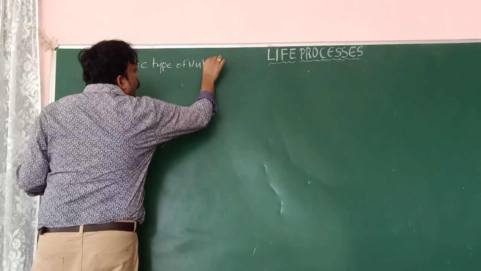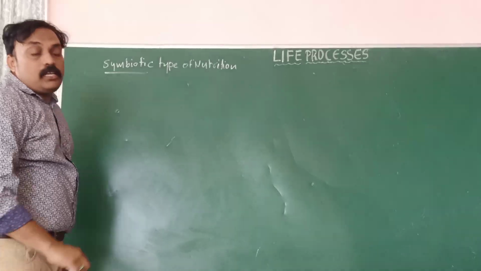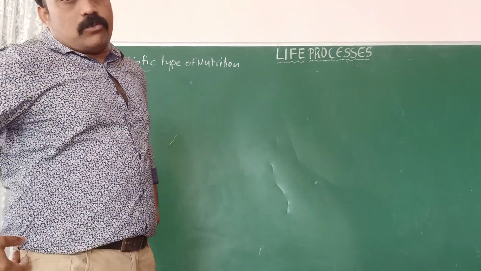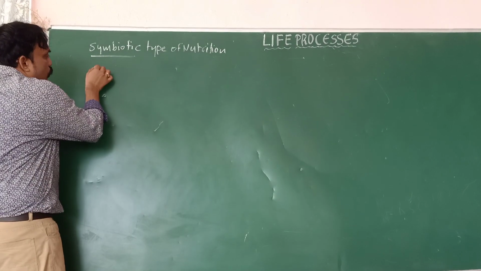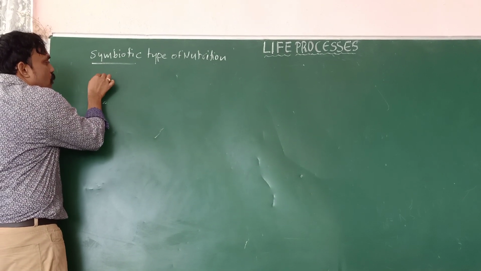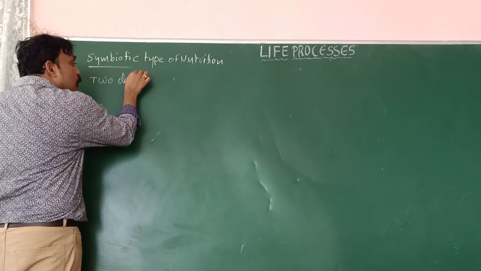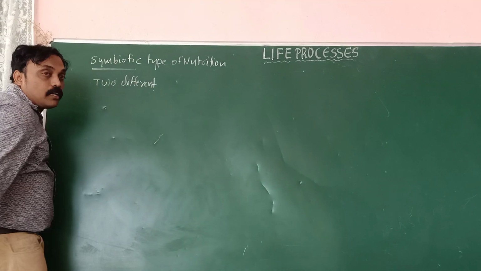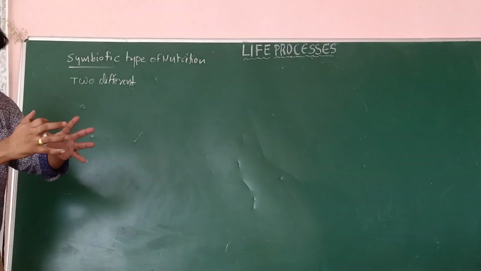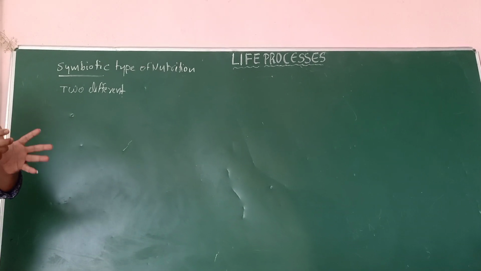Here I wrote symbiotic, or symbiosis. Generally we use the word symbiosis. What is symbiosis? Symbiosis means two different types of living organisms, not the same type, living together. What is the meaning of living together? Living in one place.